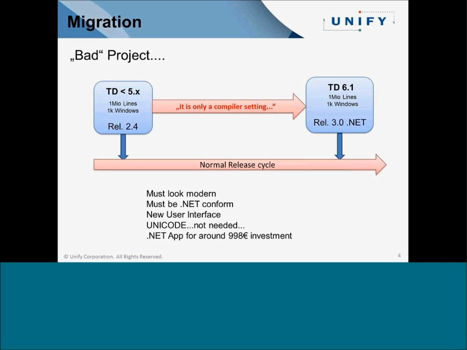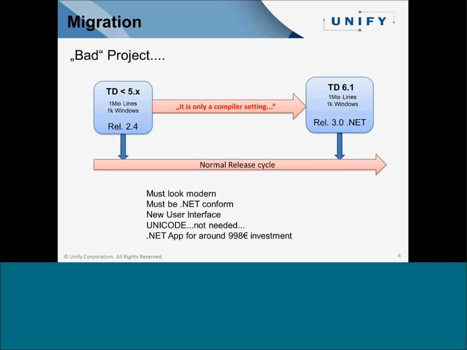And the next step is more of a marketing and business thing. So the .NET application is for around 908 euros investment. That means, for example, you have to buy the add-on for Team Developer .NET, and you should compile to .NET. So that is, first of all, okay because it's really a .NET compiler, and you can change the compile options to .NET. But in the background, there's a totally different way to talk to the operating system and to use the .NET framework, because Team Developer for .NET is not using the deployment.